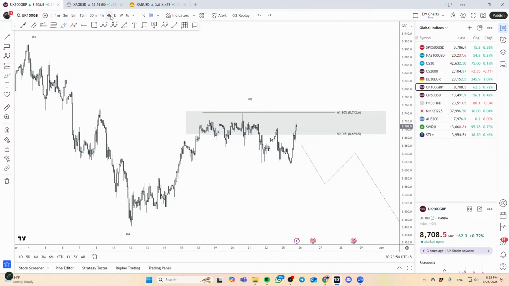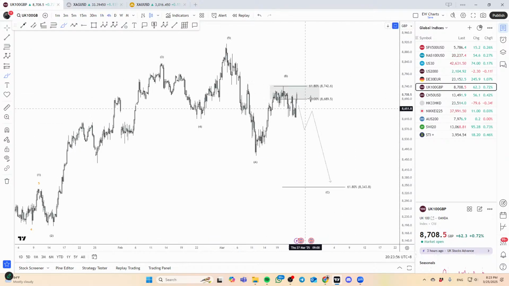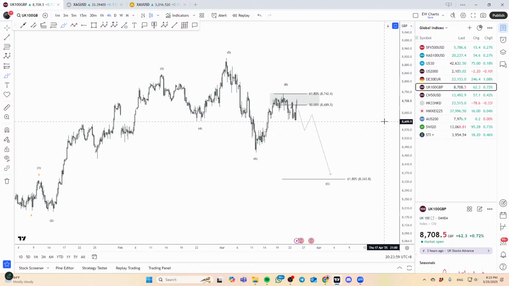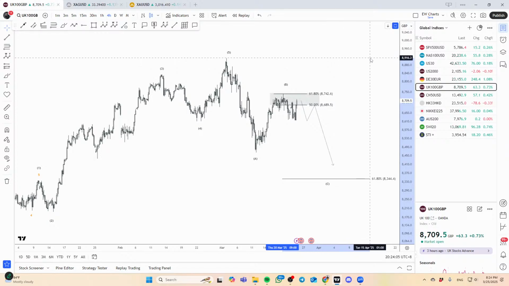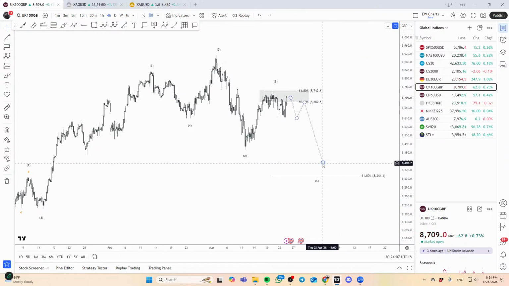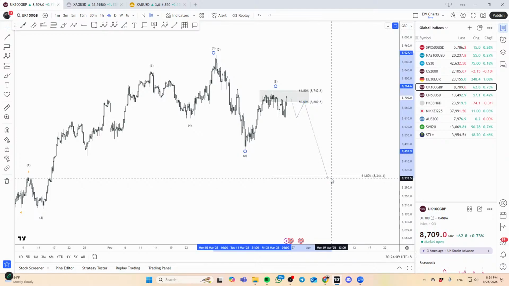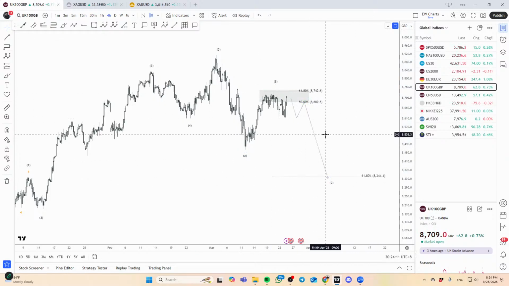Okay, for now, really nothing there other than potentially a three-wave structure, right? So the directional bias as of now, we are going to be focusing on the sell side. But in terms of entry criteria, you still need to wait for a setup to establish first. Okay.